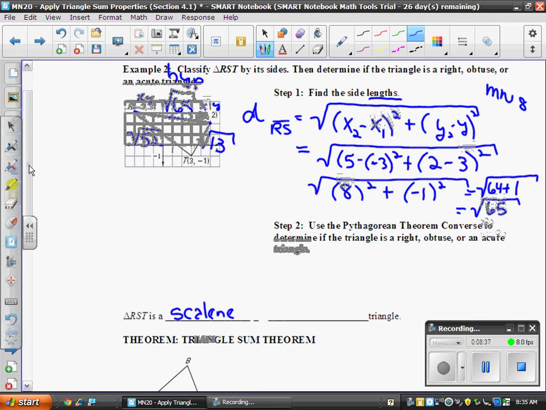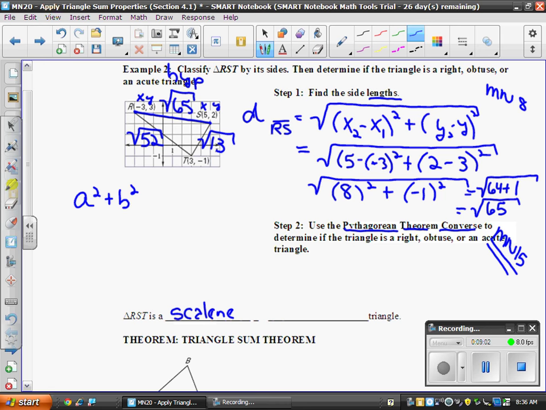Now the other part is determining how to classify it using its angles. So now we're going to use a good old technique that we used in Unit 3, which is the Pythagorean theorem converse, to find whether or not it is an acute, obtuse, or right triangle. And again, this is back from, I'm going to say, MN15 as a review if you need a little bit more, but I have a feeling we've done it many times. You'll recognize this very quickly.